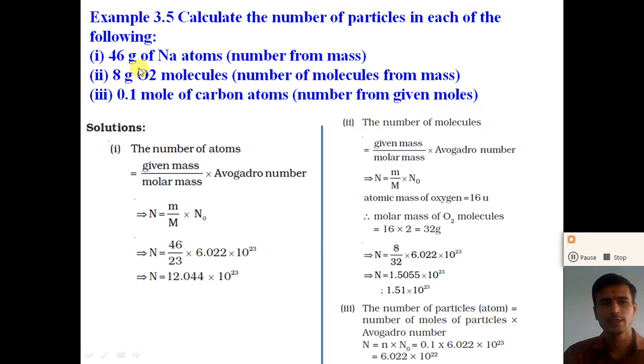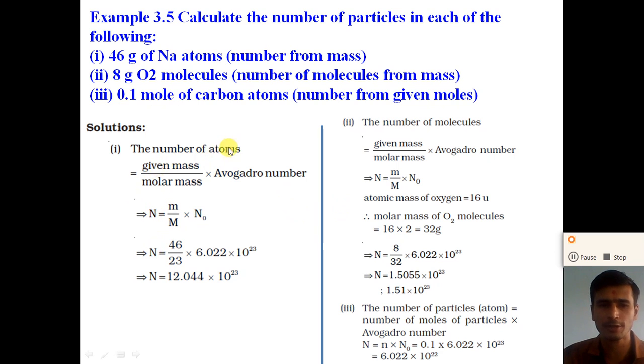So first case, 46 gram. What is the number of atoms present in 46 gram of the Na? The number of atoms is equal to the mass divided by molar mass, which gives the mole, into the Avogadro number. In 1 mole, the number of particles is equal to the Avogadro number, 6.022 into 10 raised to 23. So first we calculate the mole of the 46 gram of Na, into the Avogadro number.